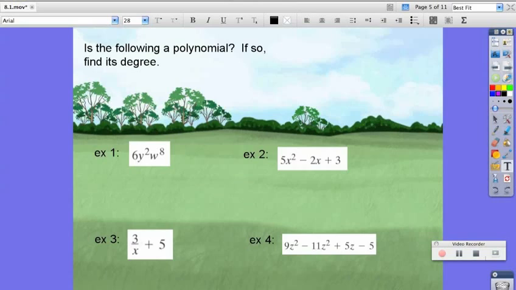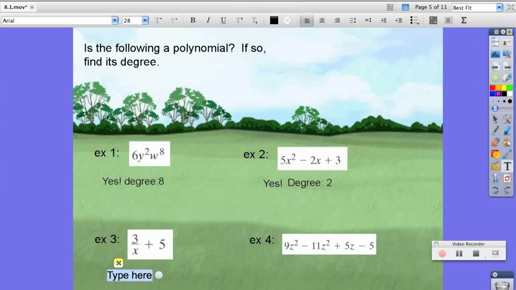So the first one, yes, it's a polynomial because there's no negative exponents. And the highest degree here you see is 8. So the degree is 8. Then, for the second one, is it a polynomial? Yes, because it only has positive exponents. And the highest degree is 2. So the degree is 2.